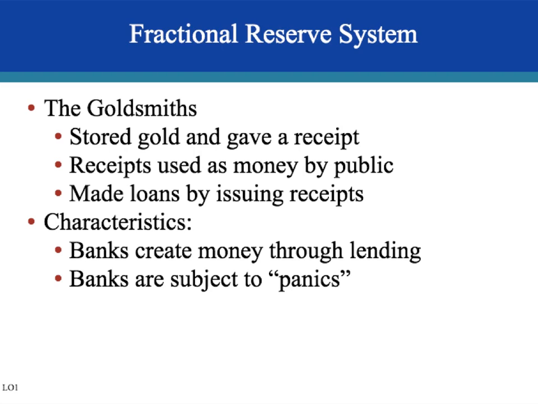Oftentimes, people get the image of the printing press, of the Treasury printing bills, but 95% of money is created through lending. The weakness of a fractional reserve banking system is that it is vulnerable to panics. If everyone went to the bank at the same time to withdraw their money, the bank wouldn't be able to give everyone their money because, as we said, they only keep a fraction of that money in reserves and they lend out the rest.